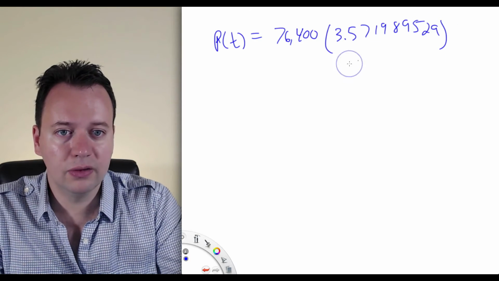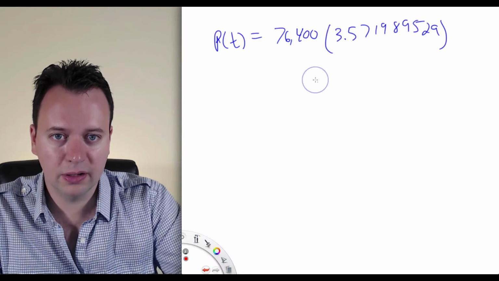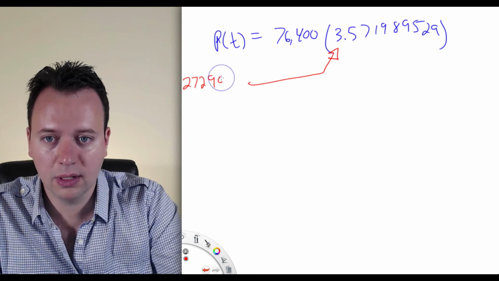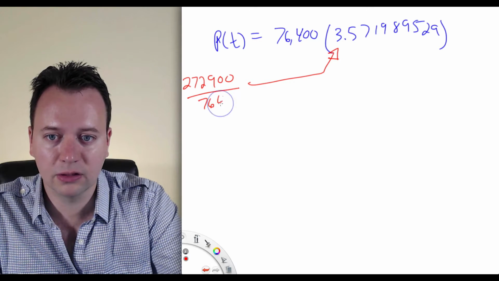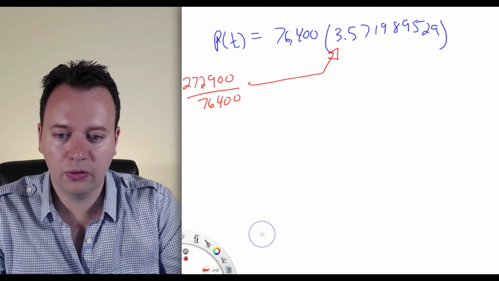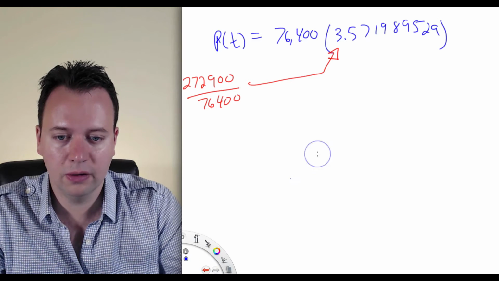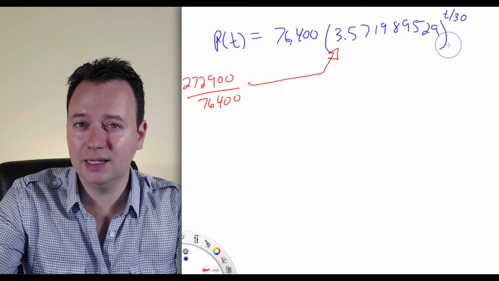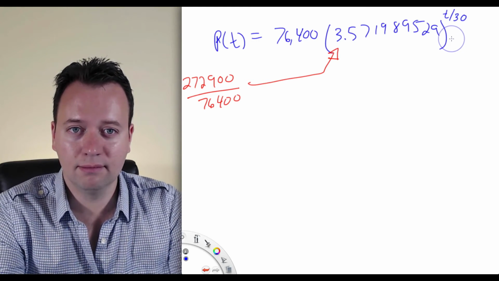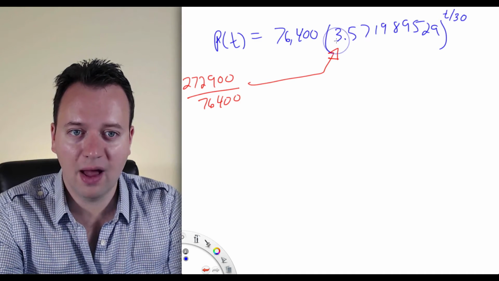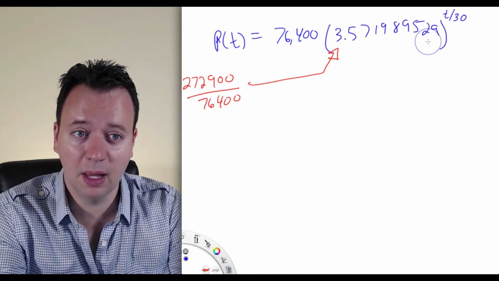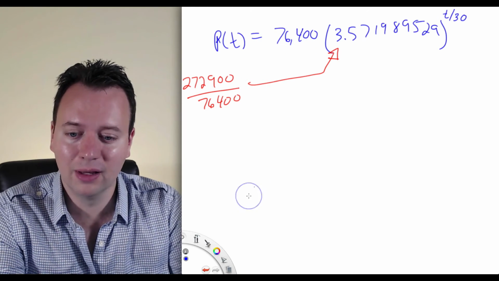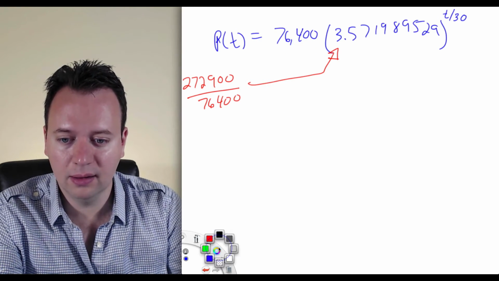3.5719895929. So that number, again, just a little annotation on the side, was just the ratio 272,900 divided by 76,400. Right, so that's the increase factor over 30 years, and we want to adjust by doing t divided by 30. So that when t is equal to 30, you get 1 for the exponent, and you have this number to the power of 1, which is just this number. When you multiply this number by 76,400, you get 272,900. So that's how it works. So we can test that out.